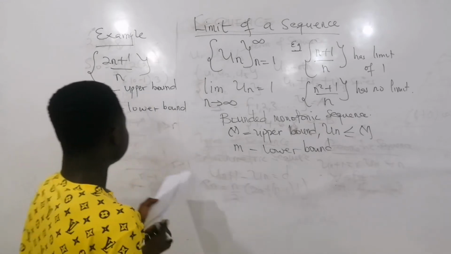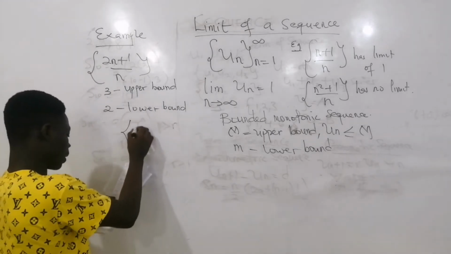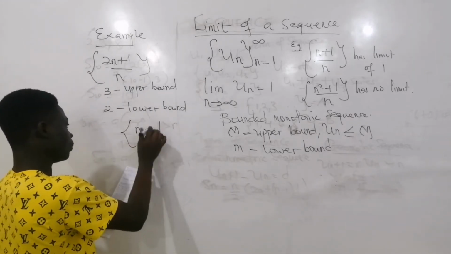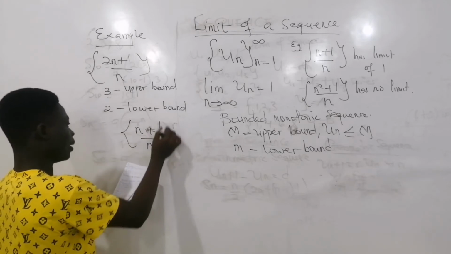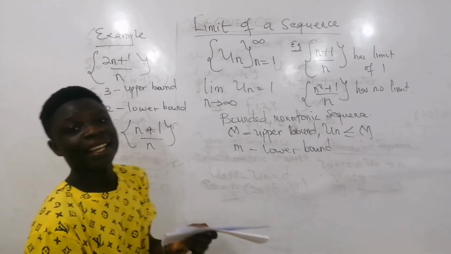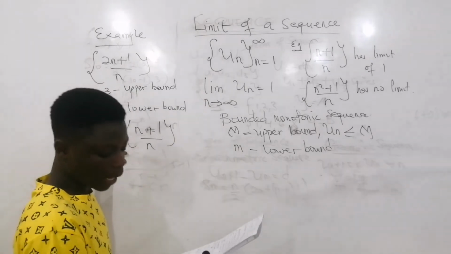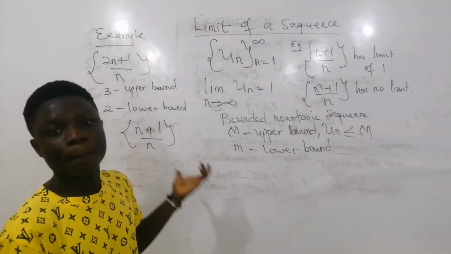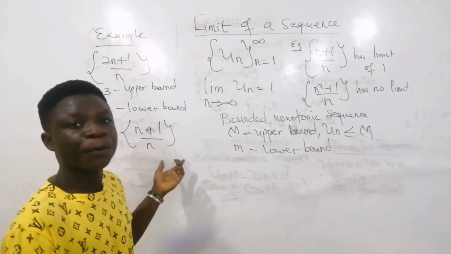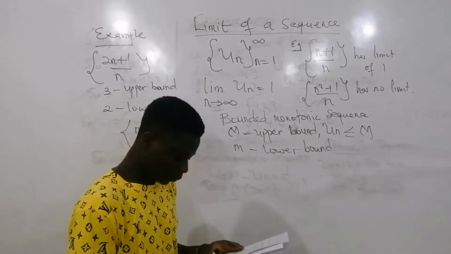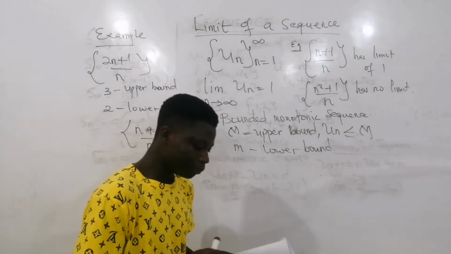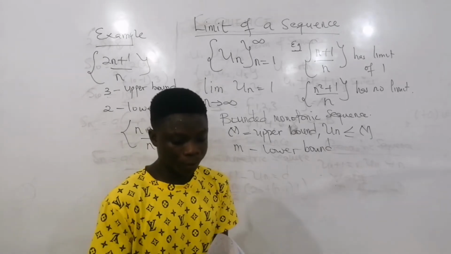Now, take this: (n plus 1) all over n. Please, let's check. Confirm whether this is a monotonic decreasing sequence, and also find the upper bound and the lower bound of this. Comment in the comment section. So we are moving on.